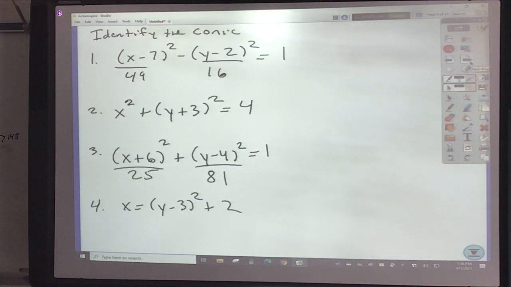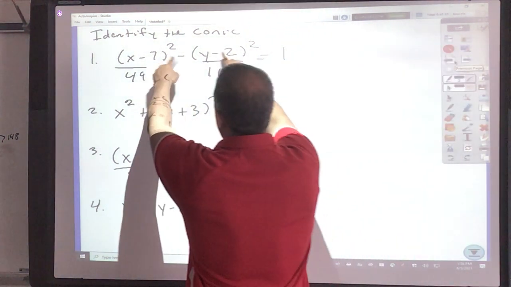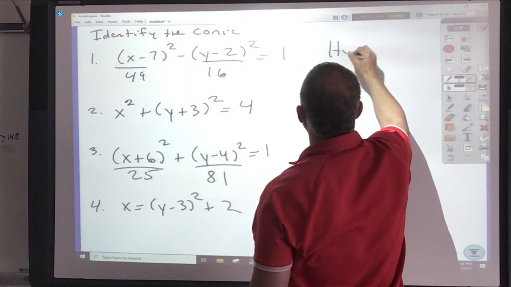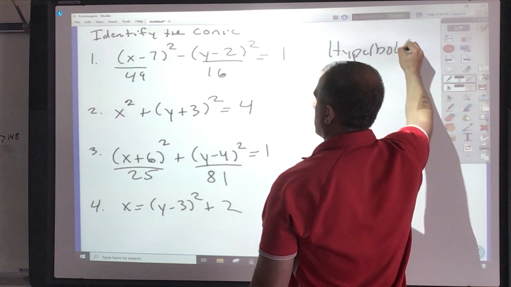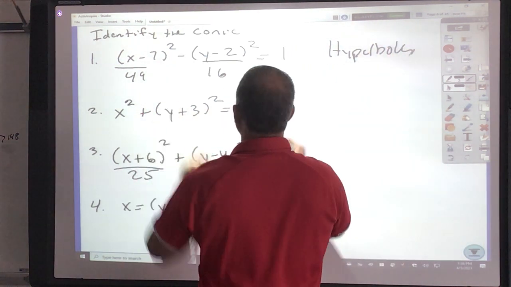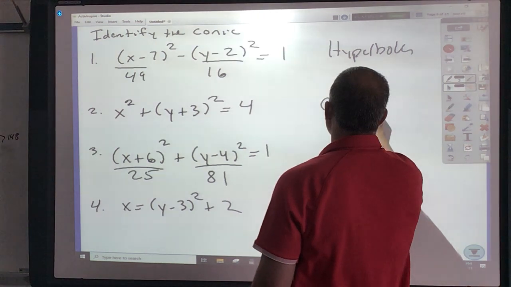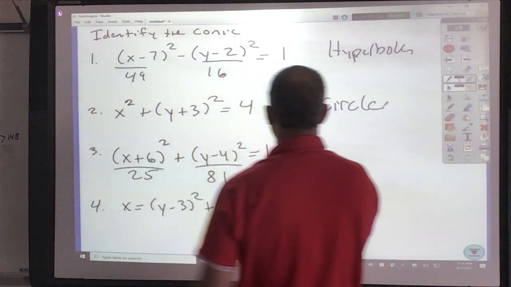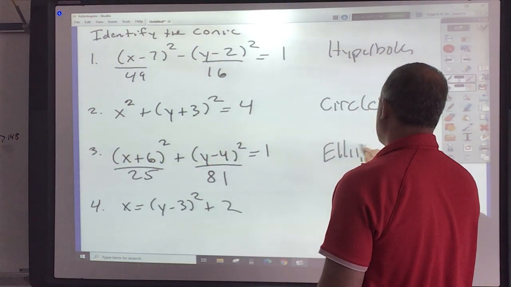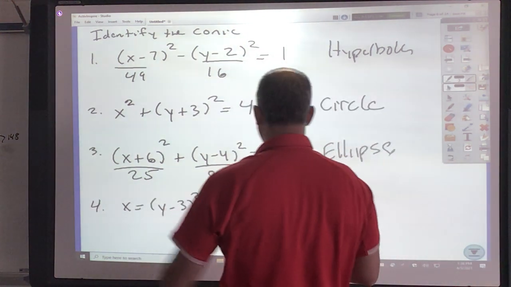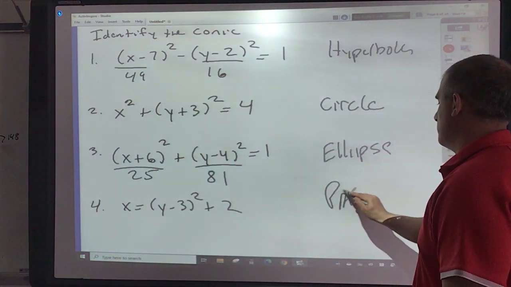So what I would like you to do is, are we going to do these together? Yeah. All right, so let's go through these. Which ones would these be? Squared with a minus, this is going to be a hyperbola. No fraction with two square terms, that's going to be a circle. Square terms with a plus here, that's going to be an ellipse. And just one square term, that is going to be a parabola.